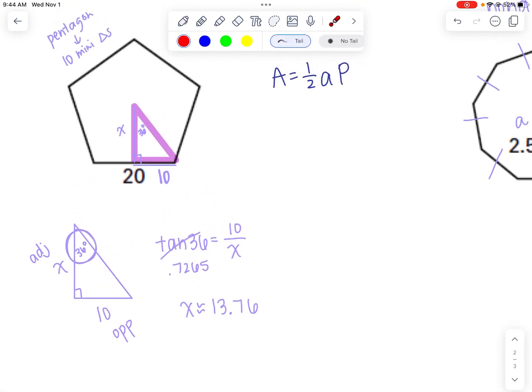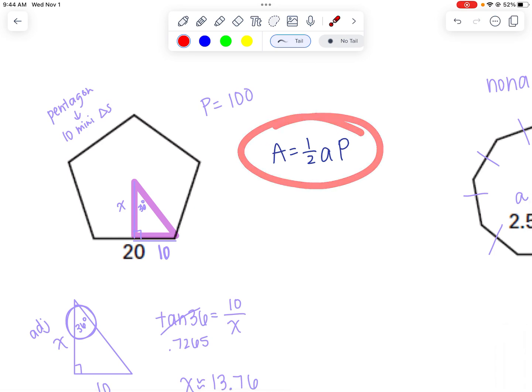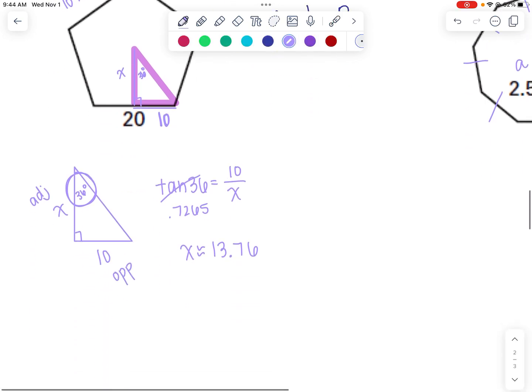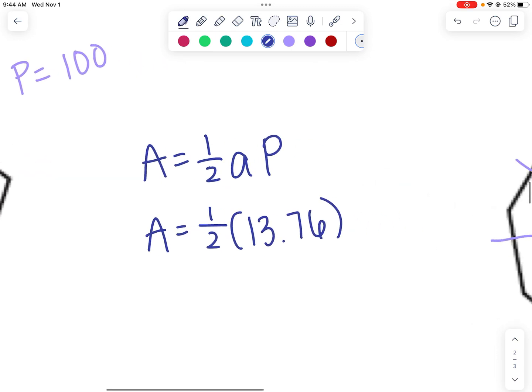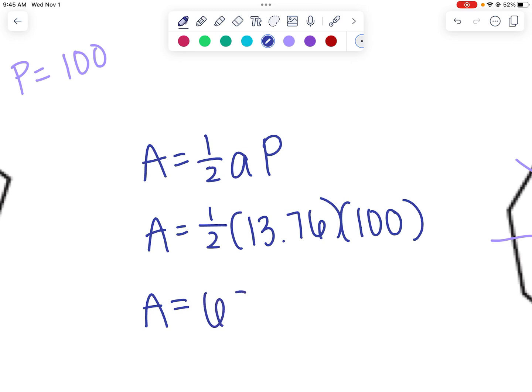Now, I know that seems like a lot of work, but remember, this part, I'm just going to plug into my formula. I had to do all that work because I was missing the apothem. I found the apothem. I used trig. The apothem was 13.76, so now I can go back to my formula. So area equals 1/2. I used trig to get the apothem at 13.76, and the perimeter was 100. So area equals, I could just do half of 100 is 50, so I could do 50 times 13.76, and we get 688 units squared.